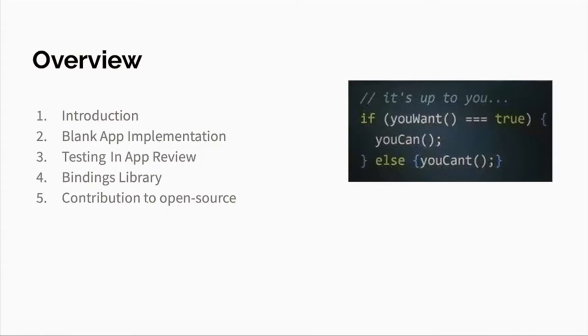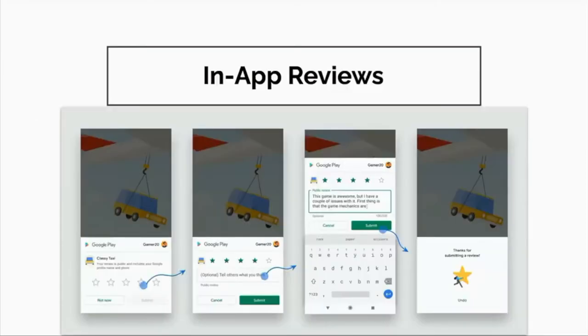So I'm going to go over how to implement it in a Blank app, directly from Blank. Show you guys how it takes less than a minute to implement this. And then how we can actually test these in-app reviews. And then we'll talk a little bit about how we created this bindings library and the whole process, and how bringing this actually required someone to contribute to open source. So behind all these cool features that you see is some guy or girl deciding to help out other people, essentially.